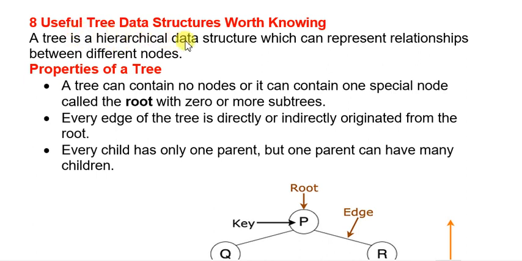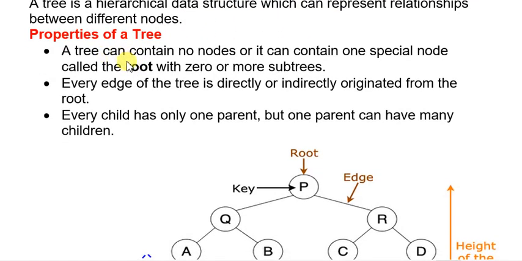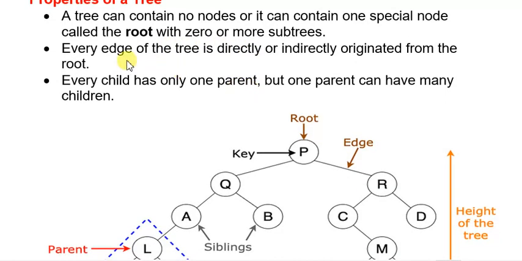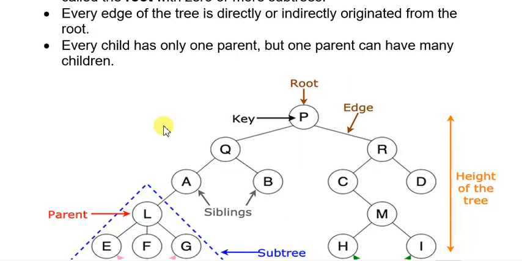8 useful tree data structures worth knowing. A tree is a hierarchical data structure which can represent the relationship between different nodes. Properties of a tree: a tree can contain no nodes, or it can contain one special node called the root with zero or more subtrees. Every edge of the tree is directly or indirectly organized from the root.